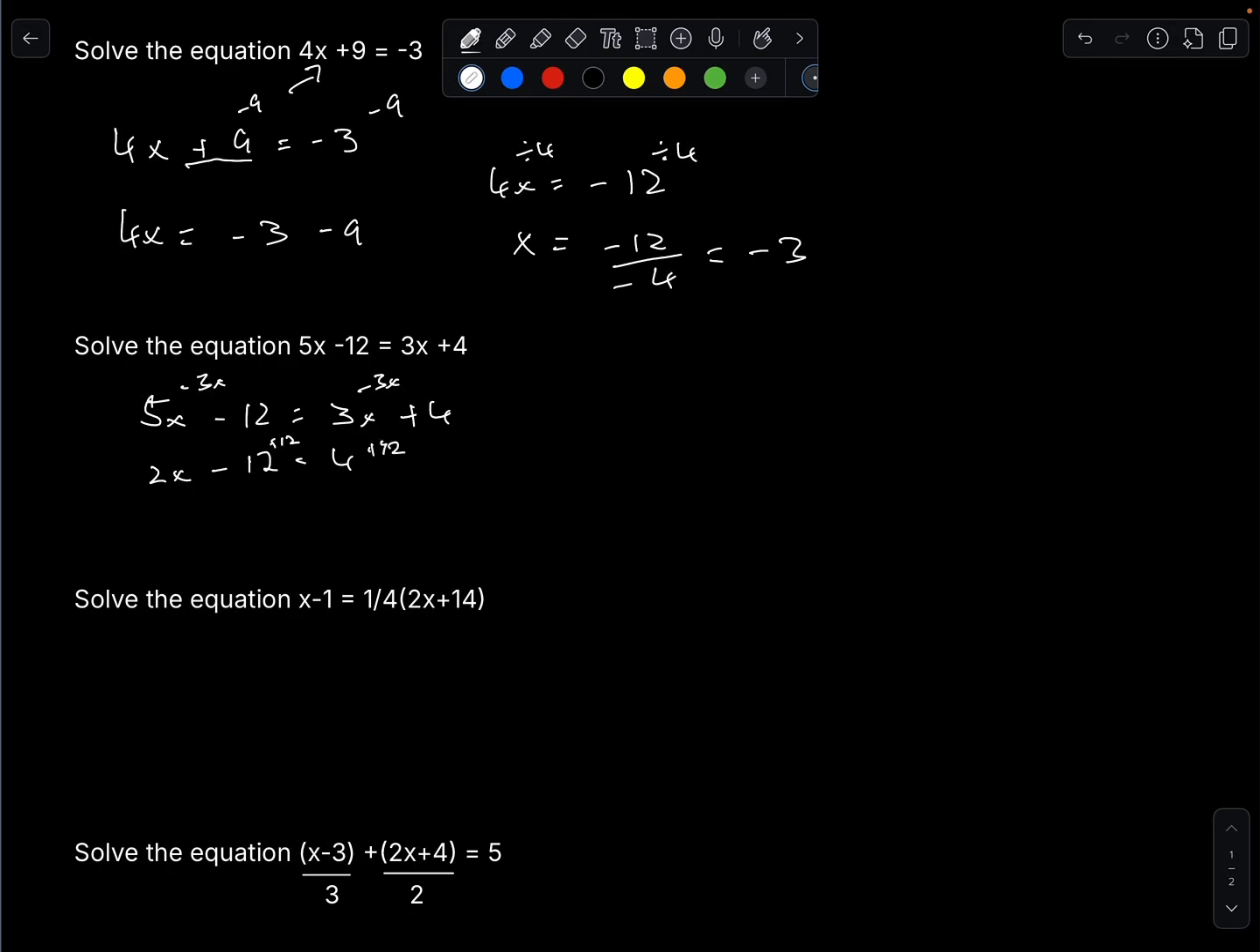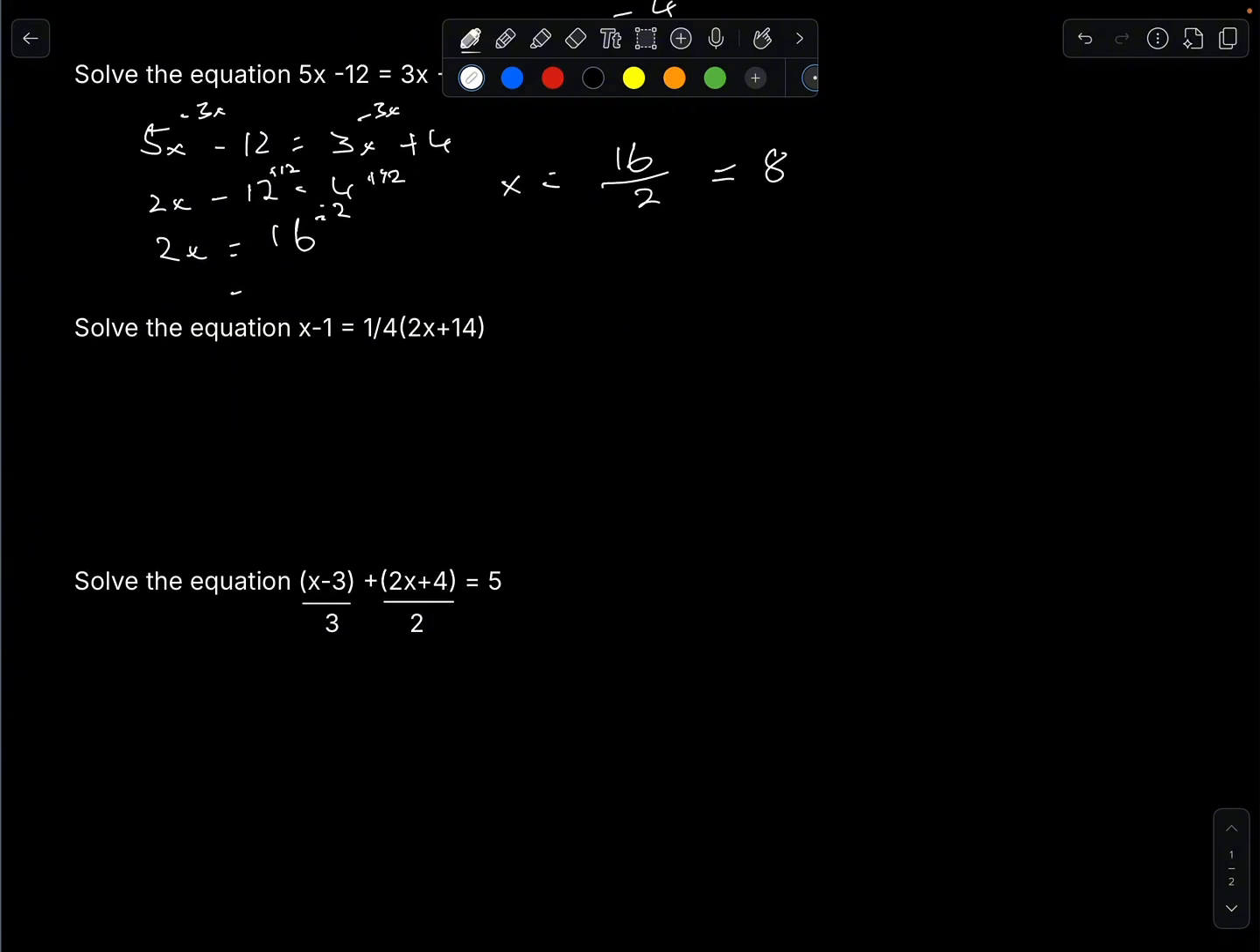So that gives me 2x equals 16. And the final step is dividing both sides by 2. So let's divide both sides by 2. x equals 16 divided by 2, which gives me a final answer of 8.